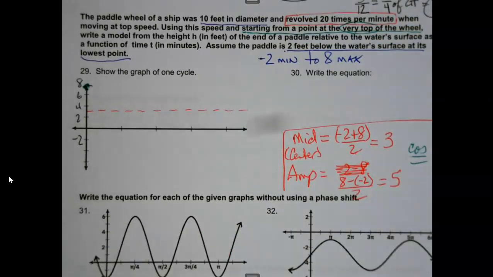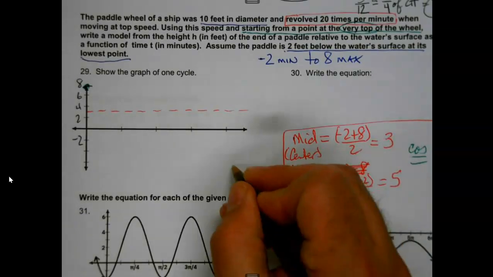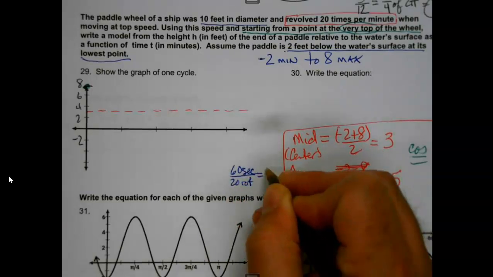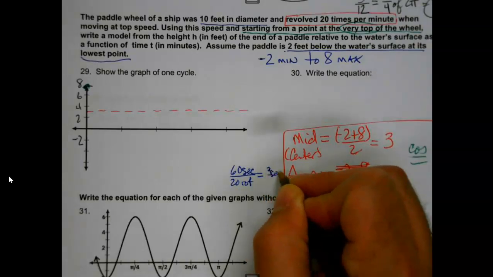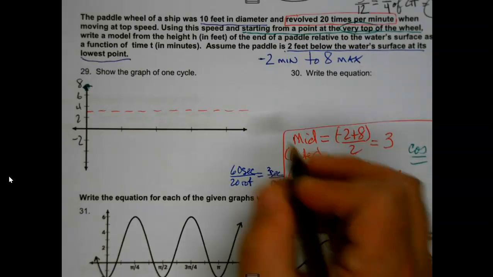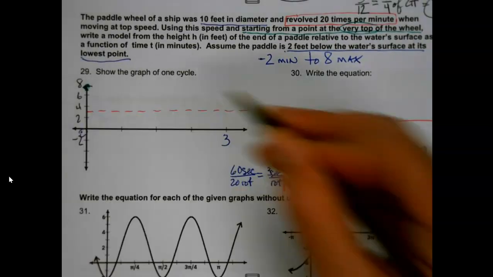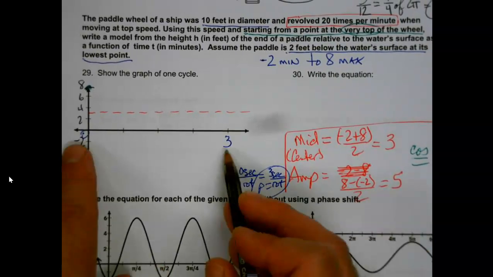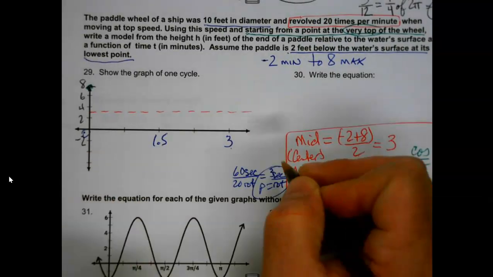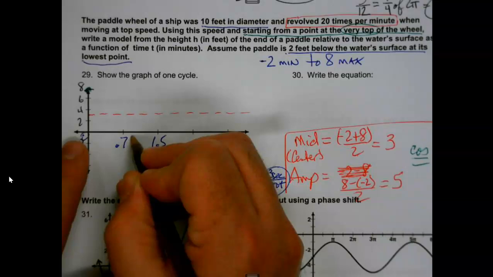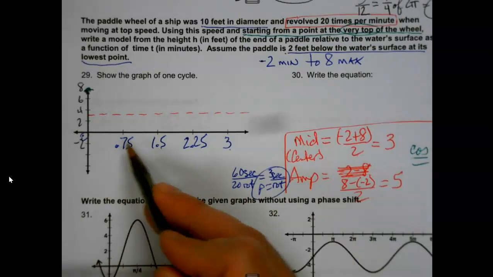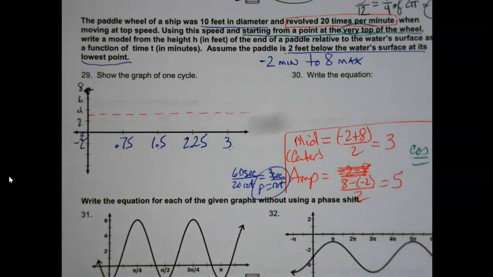It revolved 20 times per minute. Okay, so if it revolved 20 times per minute, there's 60 seconds in a minute divided by 20 rotations. 3 seconds per rotation. So that's going to be my period. What's in between 0 and 3? 1.5. What's in between 0 and 1.5? 0.75. And again, with using decimals, we can use our calculator to help us if we're not sure. And we just keep adding the 0.75 all the way through.